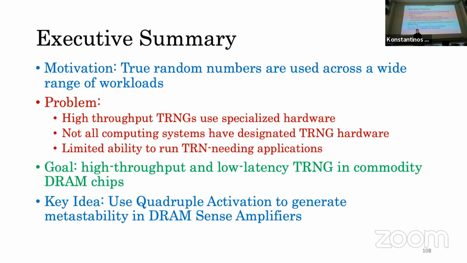Now, before we move on to my opinions on the paper, let's just quickly cover the executive summary one more time. So we have seen that true random numbers are used across a wide range of different workloads. It is quite problematic that true random numbers require specialized hardware, which not all computers have, thus limiting their ability to run true random number intense applications. The goal of this paper was to address this problem by providing a high throughput and low latency true random number generator that works in commodity DRAM chips. The key idea behind which is to use quadruple row activation to generate metastability in the sense amplifiers and to use those as an entropy source.